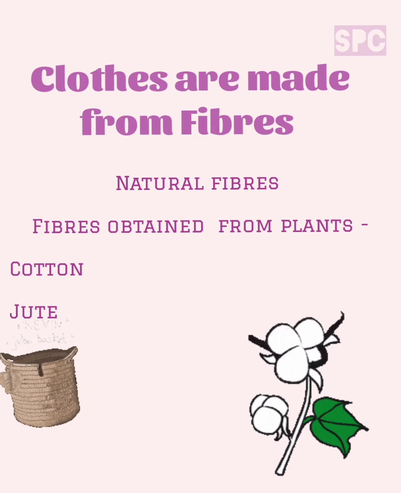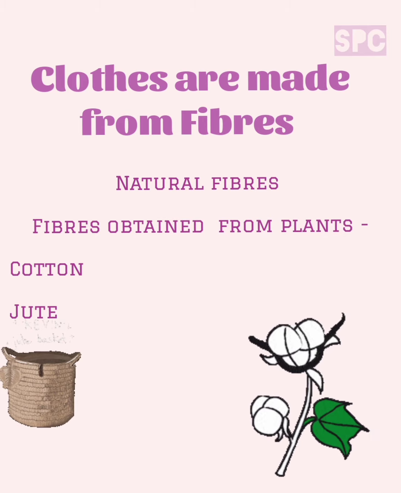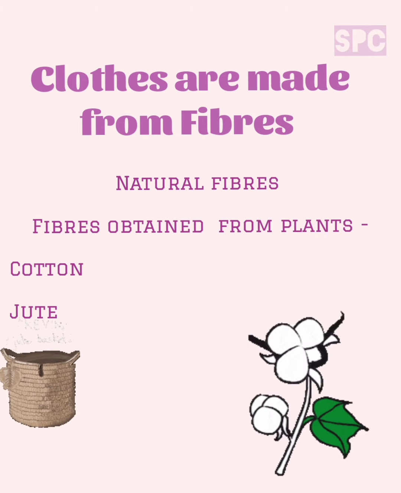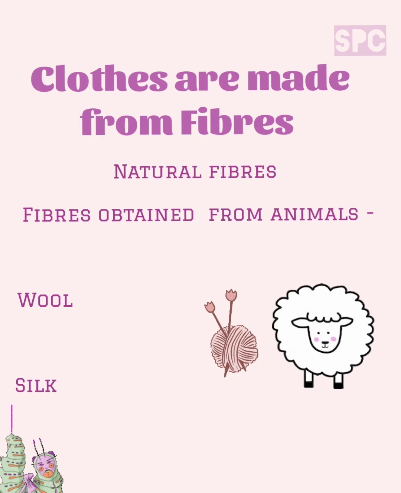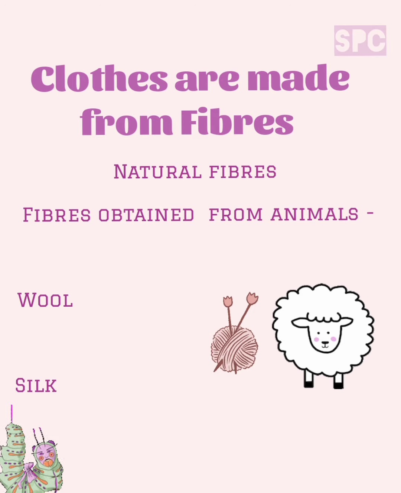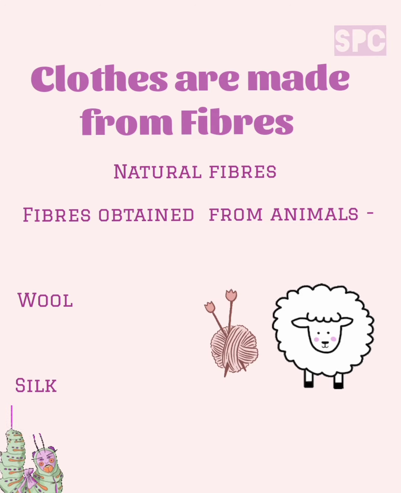The fruit of the cotton plant gives us cotton fiber, and we get jute fiber from the stem of the jute plant, whereas we get wool from sheep and silk from the silkworm. Wool and silk are two natural fibers which we get from animals.